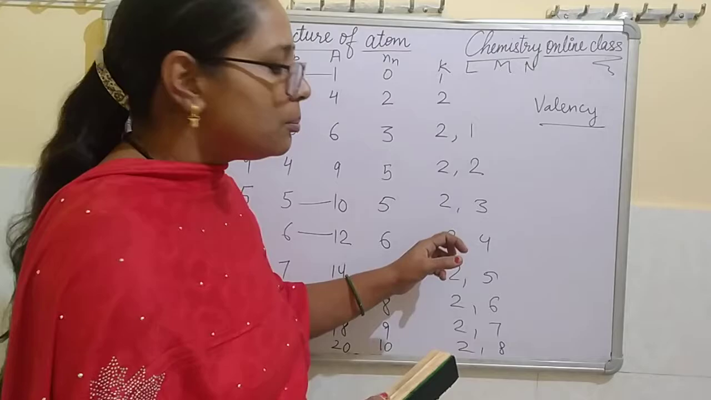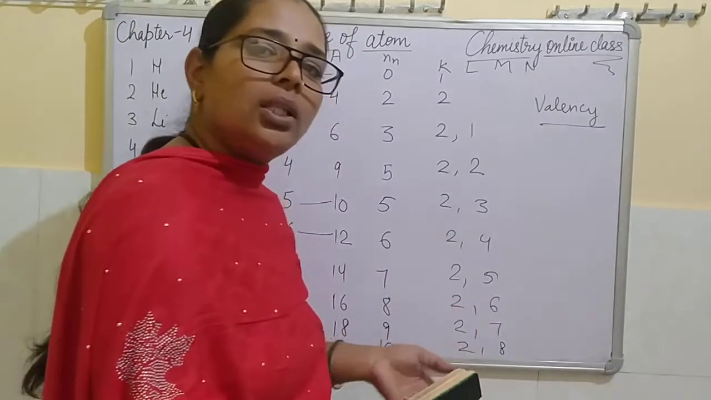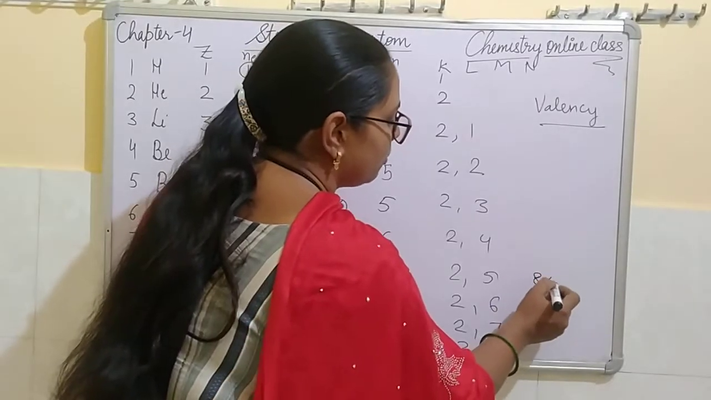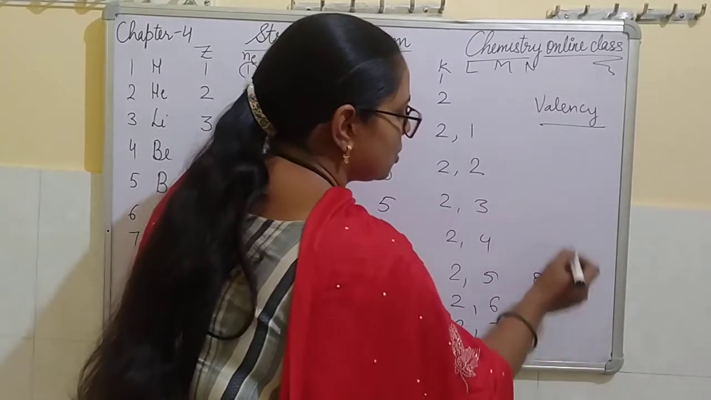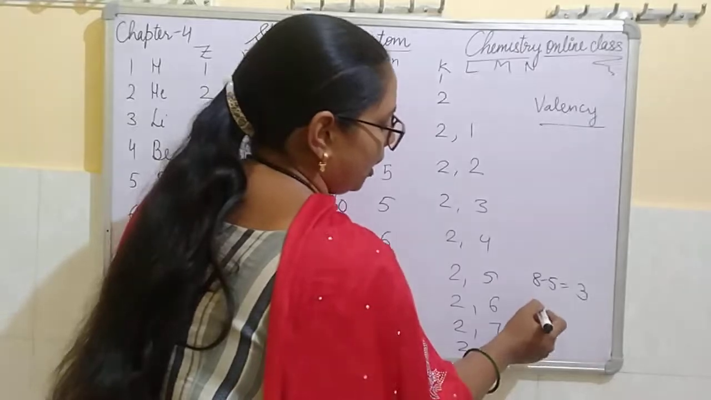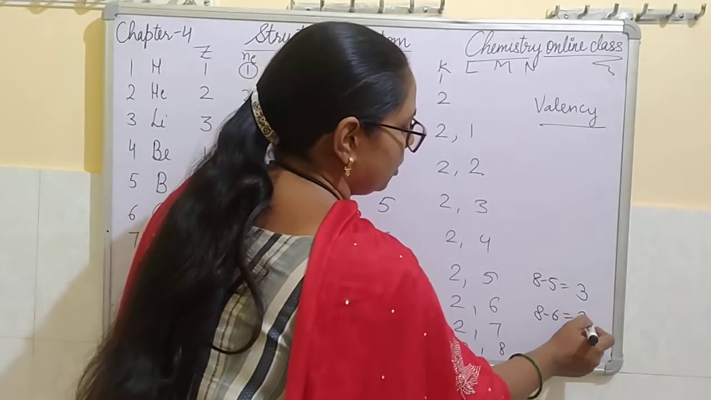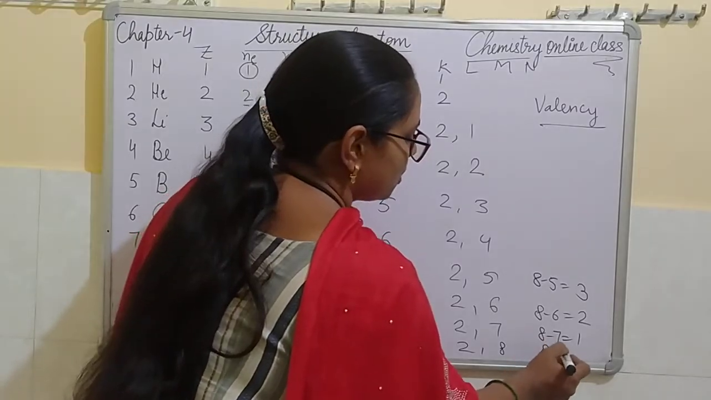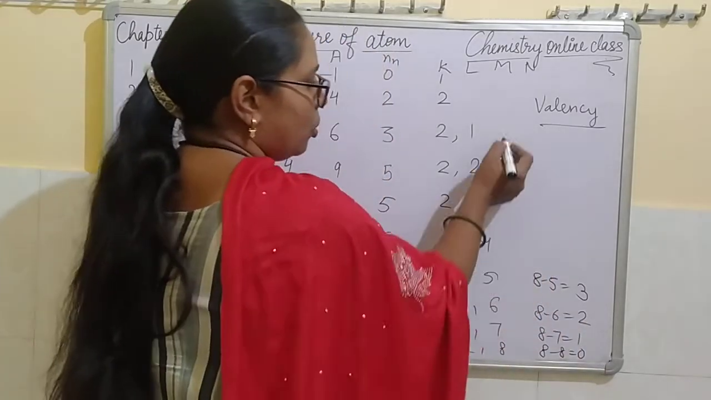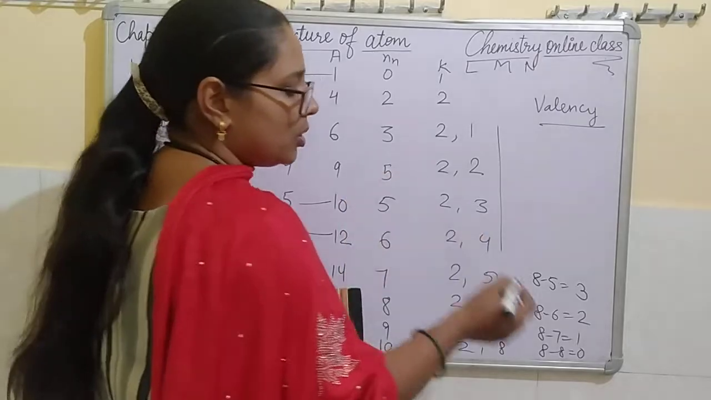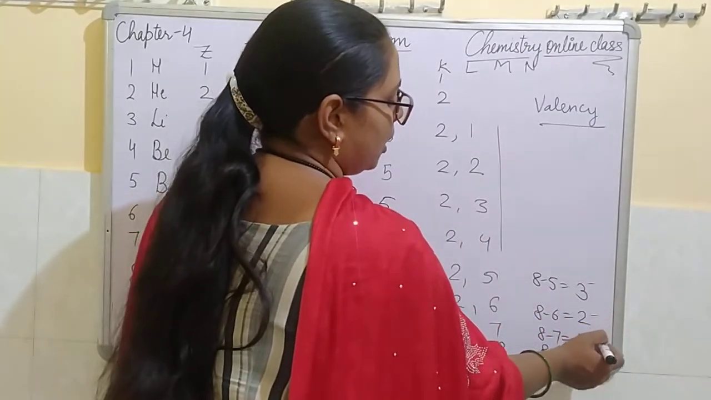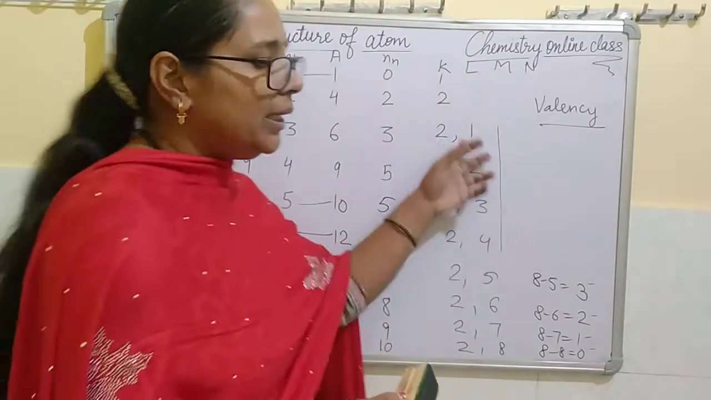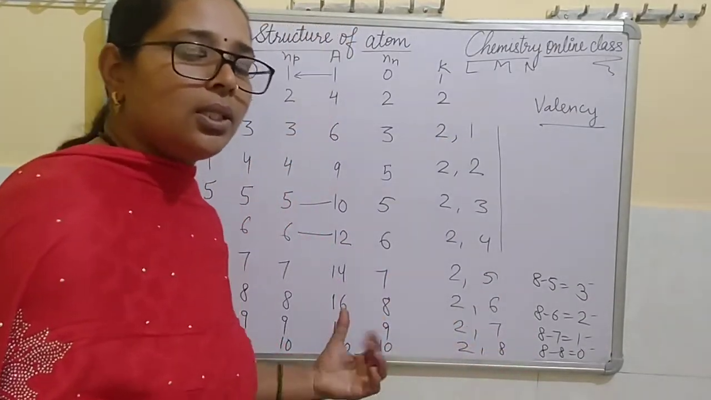If the number is greater than 4, then how will we calculate valency? We will subtract the number from 8, so its valency will be 3. 8 minus 6, its valency will be 2. 8 minus 7, it is 1. 8 minus 8, it is 0. All these up to 4 are positive, and here comes a negative sign. So in this way we can calculate the valency from this table.